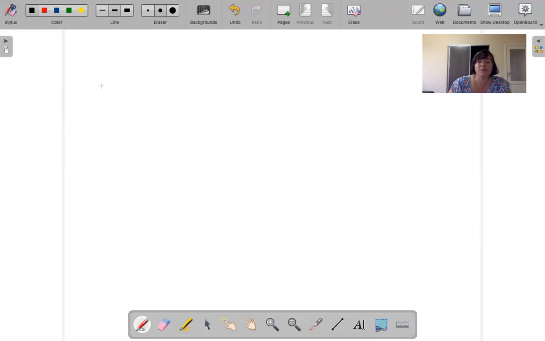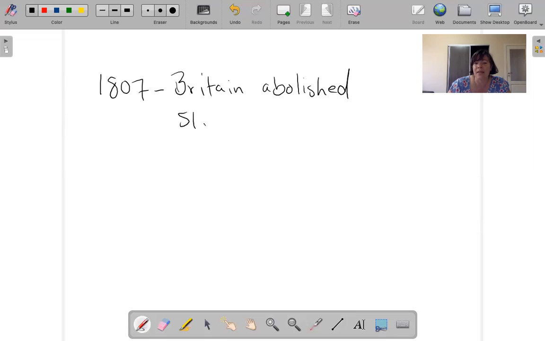In 1807, Britain abolished, that means to end, abolished the slave trade. This is a big deal. It doesn't mean you can't own a slave. What it means is you can't buy or sell a slave. So all the slaves that you already have stay in slavery. And if those slaves have children, they're also your slave.